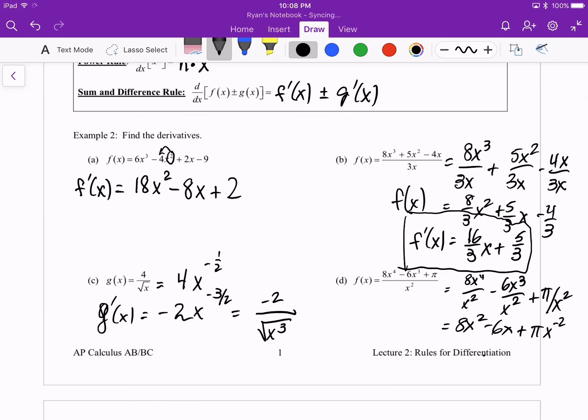Okay, so since there's no x in the numerator, I'm just going to bring that x squared to the numerator and make the exponent negative. Okay, again, haven't done any calculus yet, so this is still f of x. And now when I use the power rule, I'm going to get f prime of x is equal to 16x minus 6 minus 2 pi x to the -3. Okay, so this is the answer.